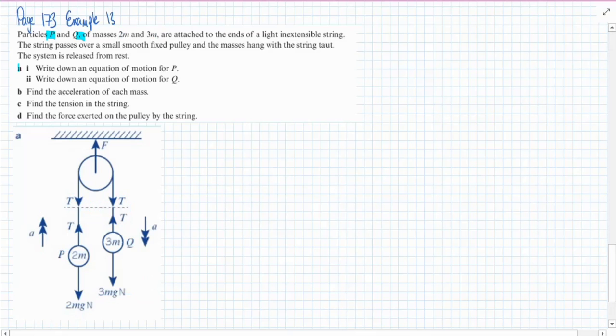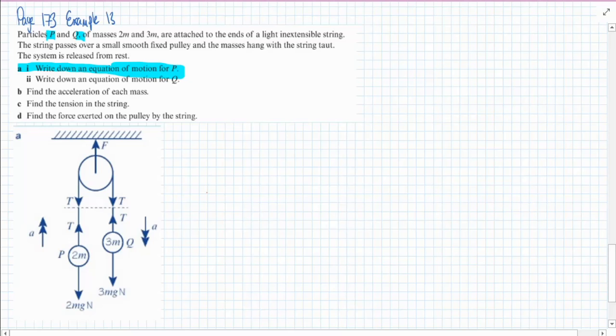So let's have a look at A1. Write down an equation of motion for P. Now, an equation of motion doesn't have to be something from the SUVAT formulas. It just has to be an equation that involves something to do with how it moves. In our case, we can get acceleration really quite quickly from this one. We would get that from Newton's second law.